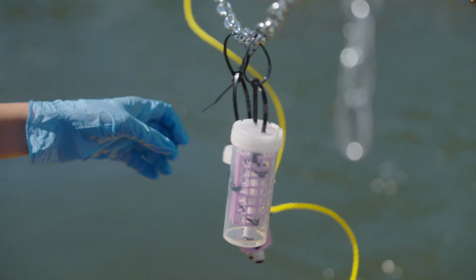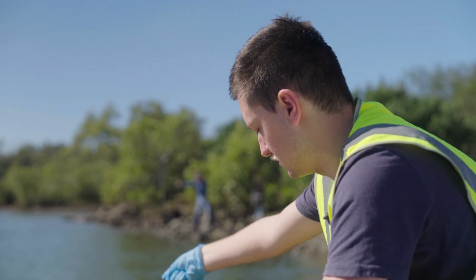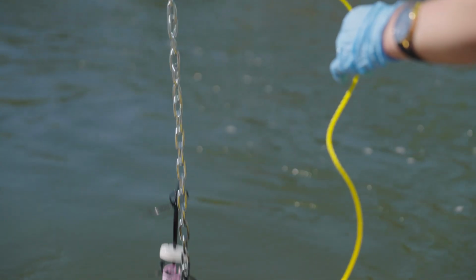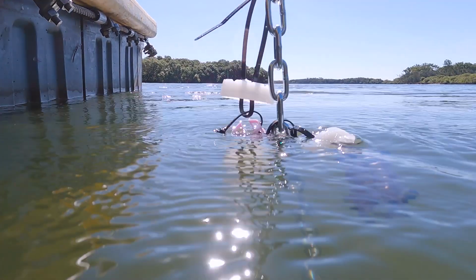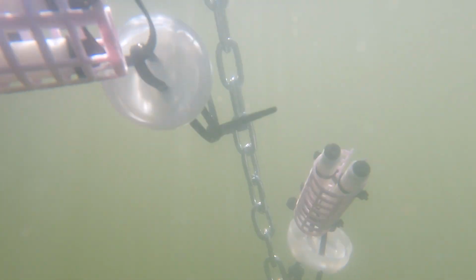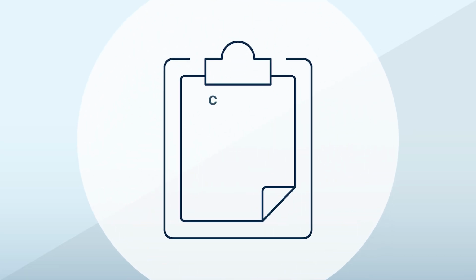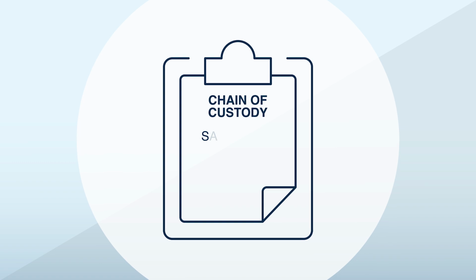Once the samplers are attached, carefully lower the complete set of samplers into the water, aiming for the mid-depth of the water column. This also applies in groundwater wells, where the slim design of the MPT can even fit within narrow bore wells. Make sure to record all sampling information on a chain of custody form, including sampler ID, location, date, and time.